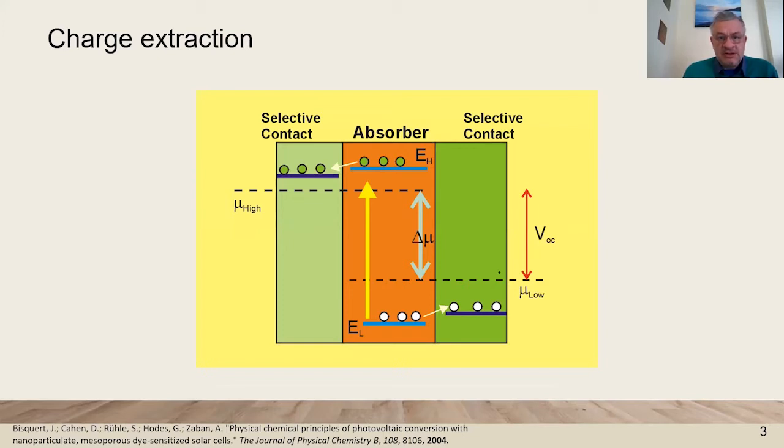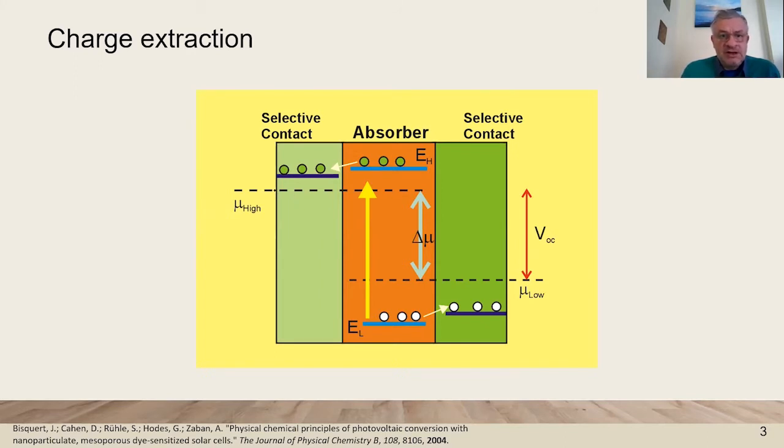We need to generate a voltage, and to generate a voltage, we need contacts. So now the semiconductor has been supplemented with two selective contacts. And the selective contact means that the contact on the left is going to take electrons. And then this will be typically a metal. Then the Fermi level in the metal is going to follow the Fermi level that has been generated in the semiconductor by the action of light.